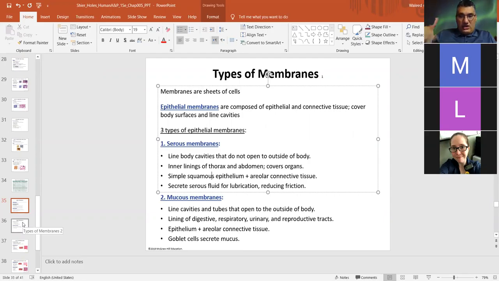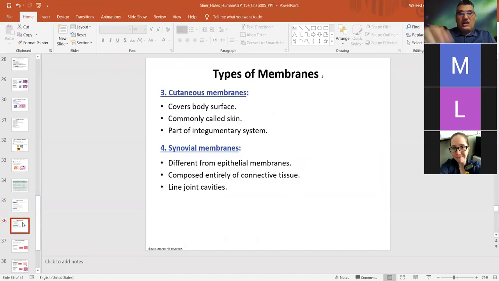The reproductive system has communication to the outside through the penis and through the vagina. The urinary system, same thing, but through the urethra. The respiratory system through your nose and your mouth. The digestive system through your mouth and through your anus, and so on. So automatically it is a mucous membrane if you have an opening to the outside.